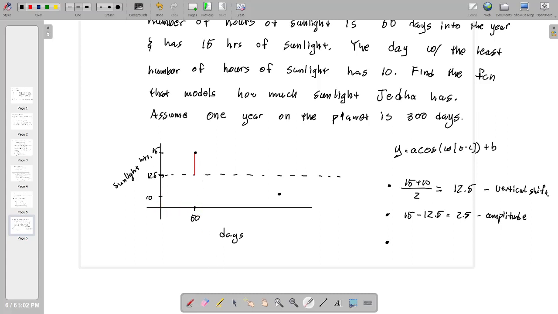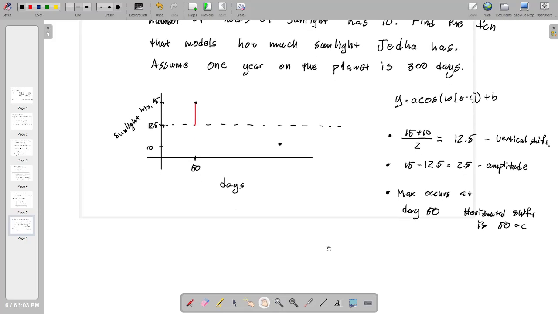So think of it like this. If the maximum number of sunlight hours occurred on the very first day, or on the 0th day, at t equals 0, then we would have a maximum here. But I'm drawing my curve like this. So I needed to shift over 50 days. So our horizontal shift is going to be 50 days. As the max occurs at day 50, we know that our horizontal shift is 50. And that's going to be C, because C represents our horizontal shift.